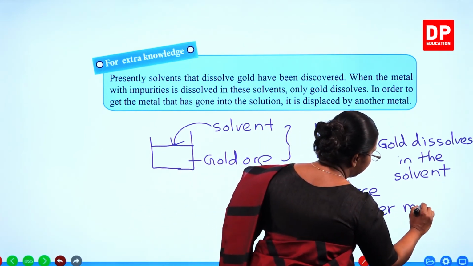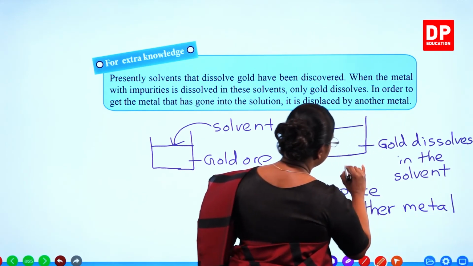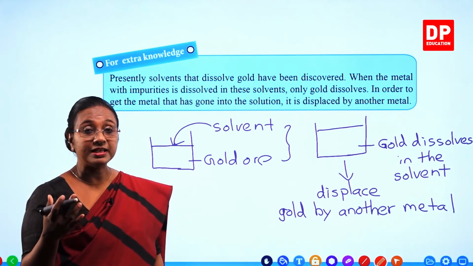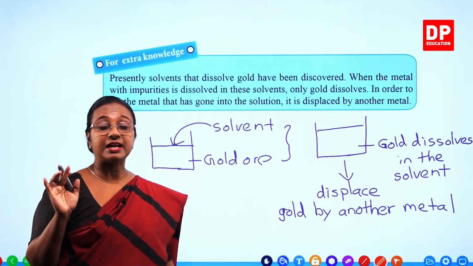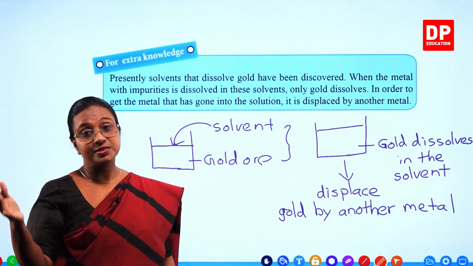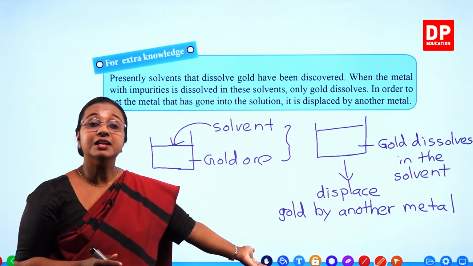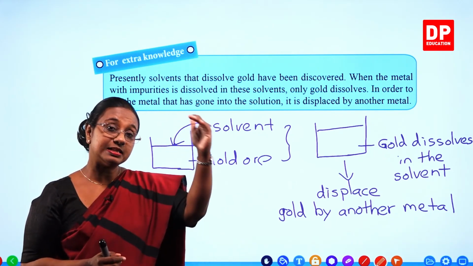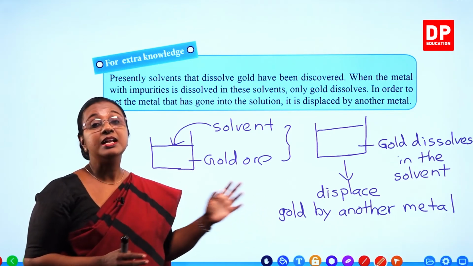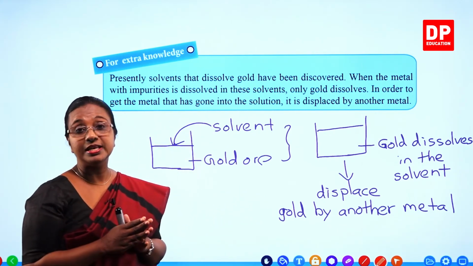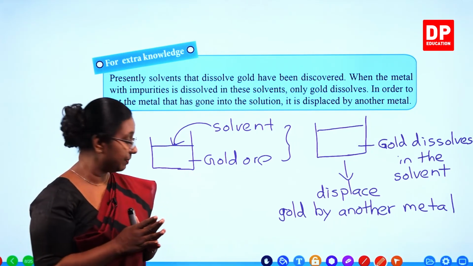You are all familiar with this displacement reaction. From a salt solution of a particular metal, a metal that is more reactive will displace it. You can remember that zinc displaces copper. Gold is the last metal in the activity series, so any metal above it can be used to displace gold. That is how the gold is separated from the other impurities.